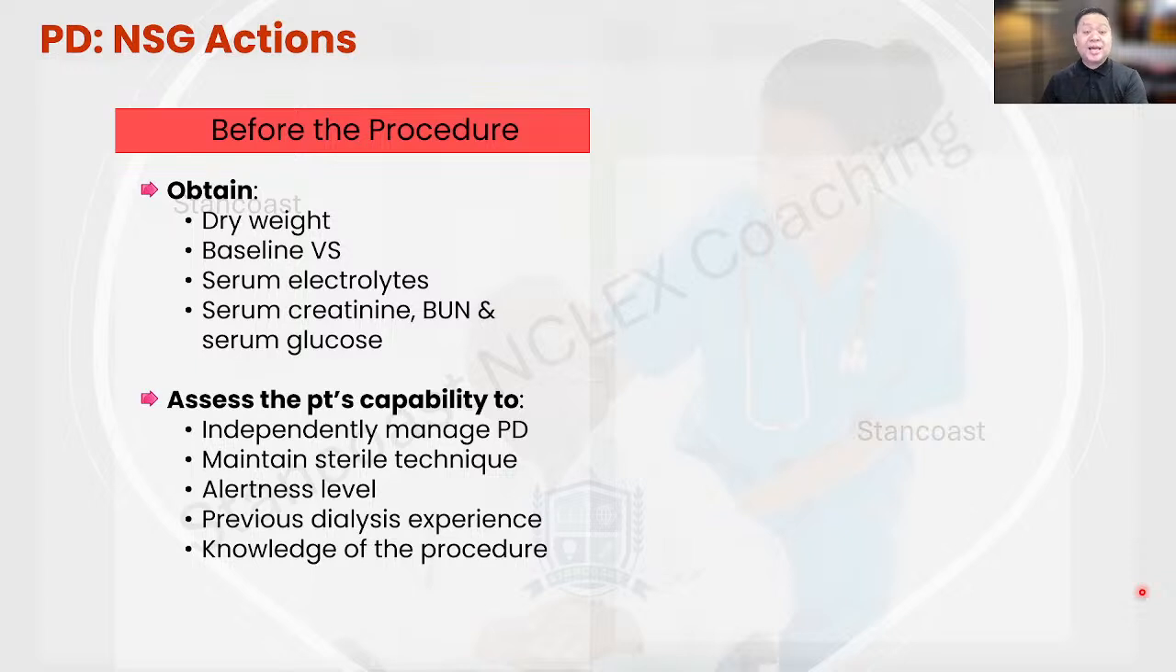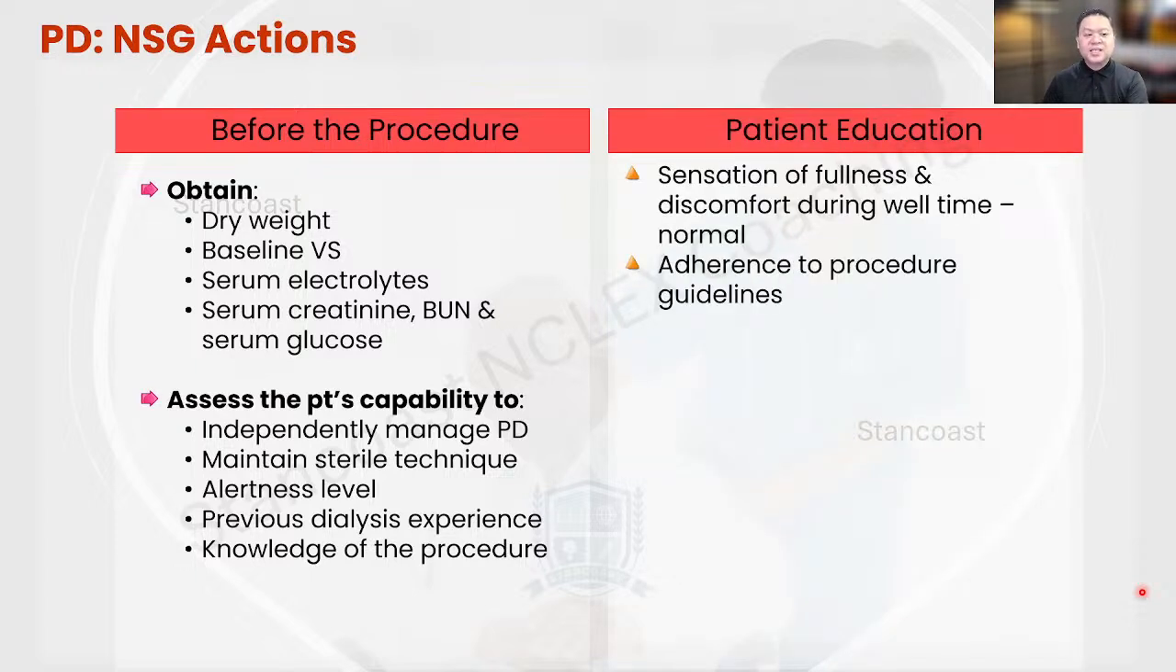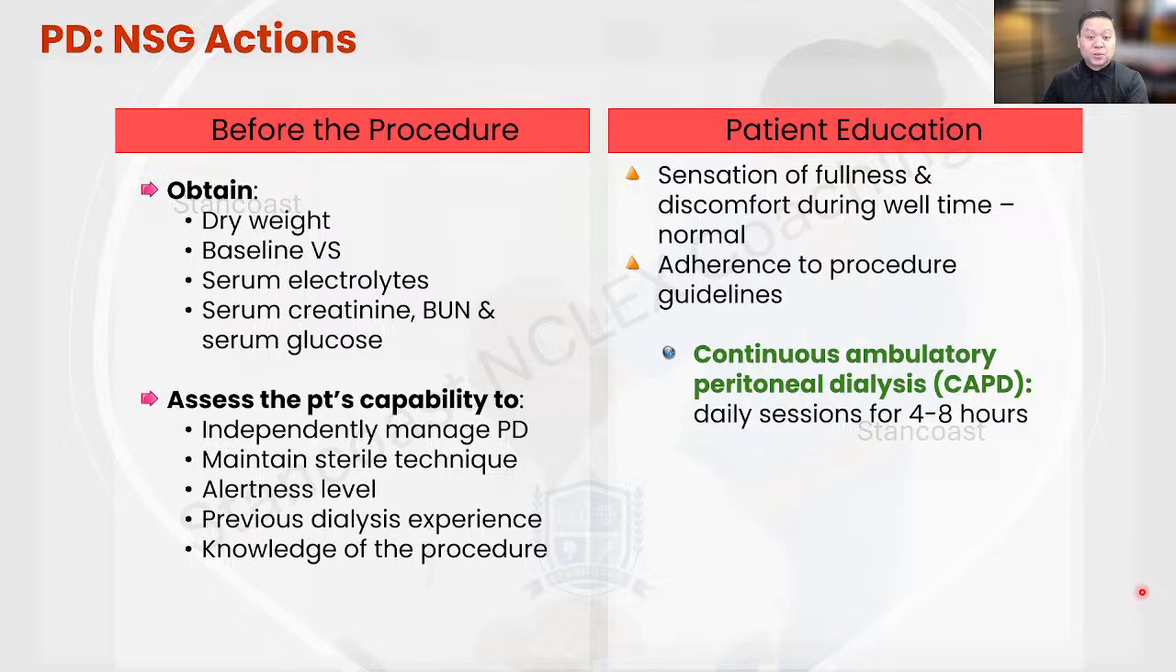Now, at this point, we're going to have to stress the importance of sticking to the procedure guidelines in order for everything to go smoothly. And for those patients who will be using continuous ambulatory peritoneal dialysis, or CAPD, they're going to be doing daily sessions that last anywhere from 4 to 8 hours. They can do it at home while they're eating their meals, watching TV, doing their hobbies, or maybe when they're in bed.